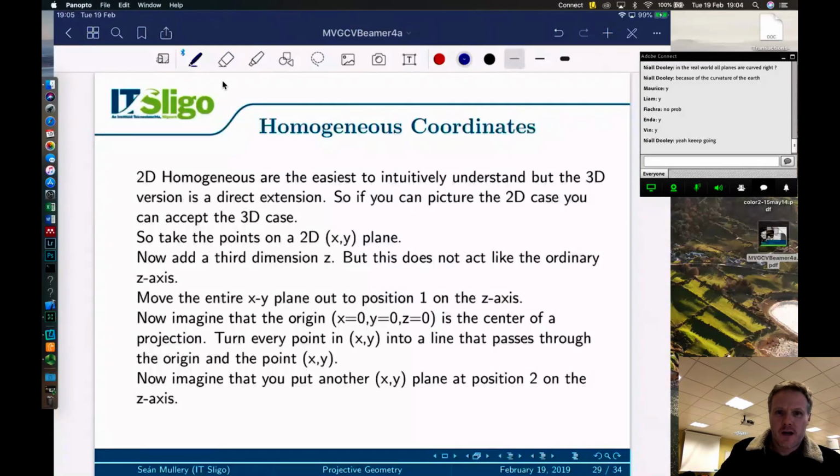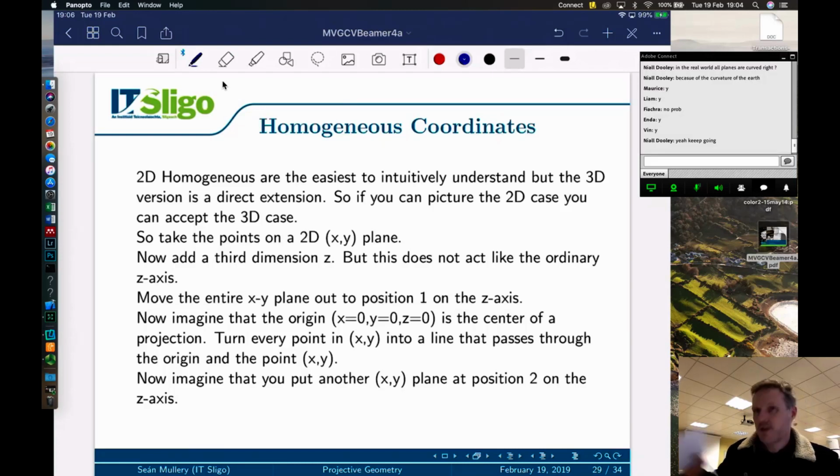2D homogeneous coordinates are the easiest to intuitively understand, but the 3D version is a direct extension. So if you can picture the 2D case, you can accept the 3D case. It's just harder to visualize. So take the points on a 2D xy plane. Now we're going to add a third dimension z, but this does not act like an ordinary z-axis. Move the entire xy plane out to a position 1 on the z-axis, and now imagine that the origin, which is x equal to 0, y equal to 0, and z equal to 0, is the center of a projection. Now what you're going to do is turn every point in the xy plane into a line that passes through the origin and passes through the xy point.